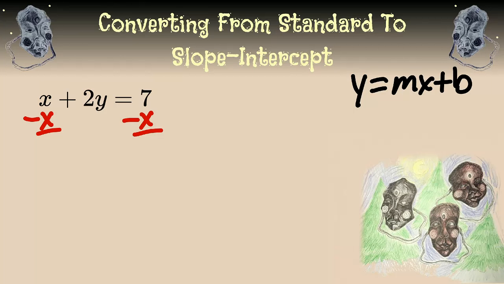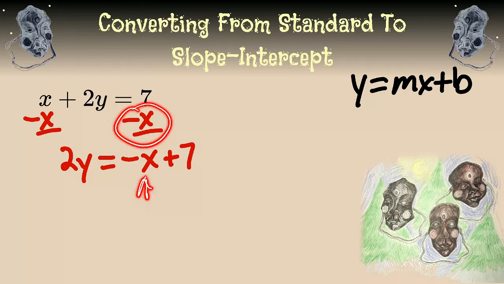Again, the constant 7, the number, cannot be combined with our x term there. So we have 2y, because this makes a 0, is equal to negative x plus 7. So again, notice that I put this negative x first, so we're closer to our slope-intercept form.